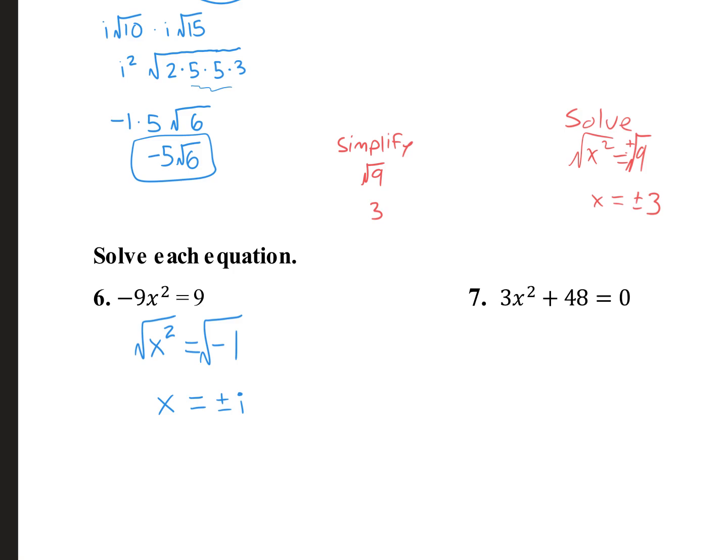All right, so for number 7, there is no x to the first term, so I could just try to isolate x right now. Divide both sides by 3, and I get -16. Now when I square root both sides, I have to put plus or minus over here. And if the square root of 16 is 4, then the square root of -16 is 4i.